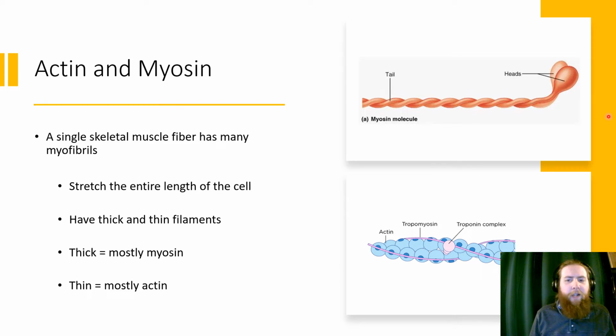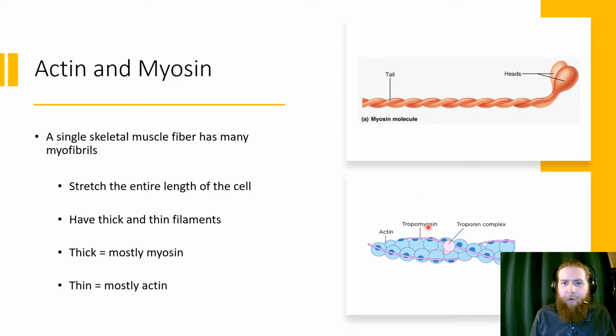These microfibrils have thick and thin filaments, and a thick filament has mostly myosin, this one on the top, and the thin has mostly actin, this one on the bottom. Each one of these little dots in here is an actin, and this little dark blue spot that I'm hovering my pointer over, those are spots where myosin will bind to these guys.